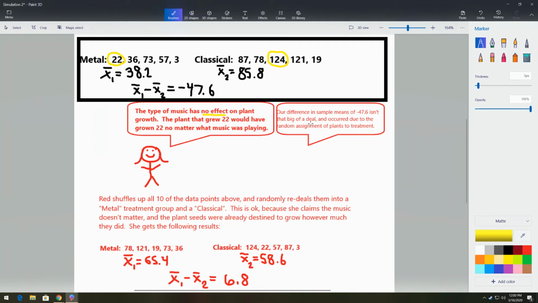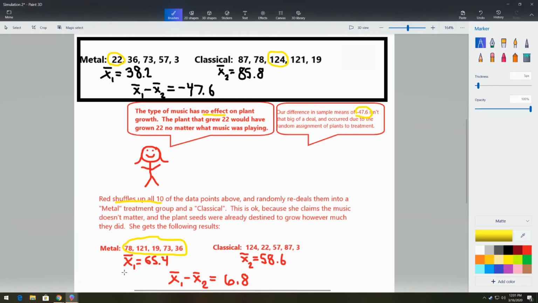So her claim, this red person right here, is that the negative 47.6 that we got isn't that big of a deal. It occurred just because of how the plants were dealt out when I randomly assigned them. In order to figure out if that's actually true, we are going to shuffle up all 10 of our bean seeds, randomly redeal them, and calculate our new sample mean. Looking at the red simulation here, these are the 5 numbers they got. Same 10 numbers up above. We could write them on index cards and just deal out 2 groups of 5, because we're assuming that the type of music made no difference at all.